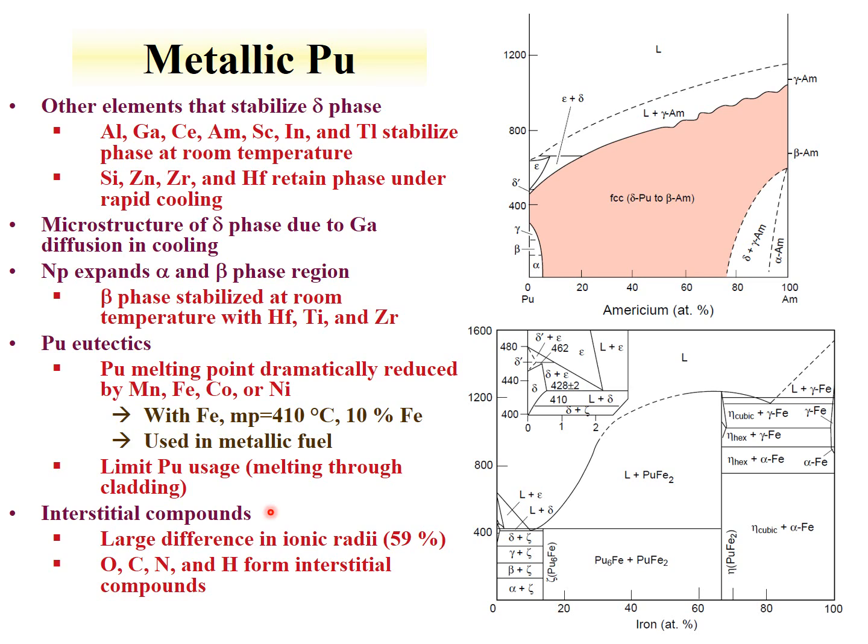There are also interstitial compounds that can be formed in plutonium metal, such as oxygen, carbon, nitrogen, and hydrogen. They get placed within the lattice as interstitial atoms of plutonium metal.